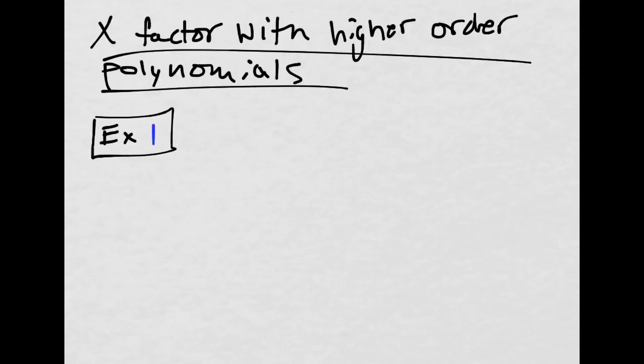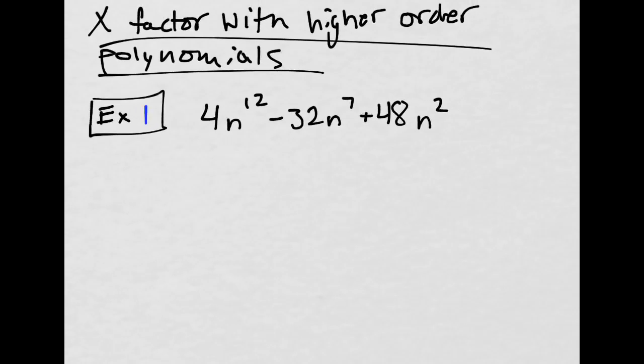If I had something like this, 4n to the 12th minus 32n to the 7th plus 48n squared, again, my first step is always just to divide by what's in common. So I'm going to divide here. It looks like I divide by 4n squared because all the numbers are divisible by 4, and the largest variable that I can take out is the n squared. It's the smallest variable that's there.